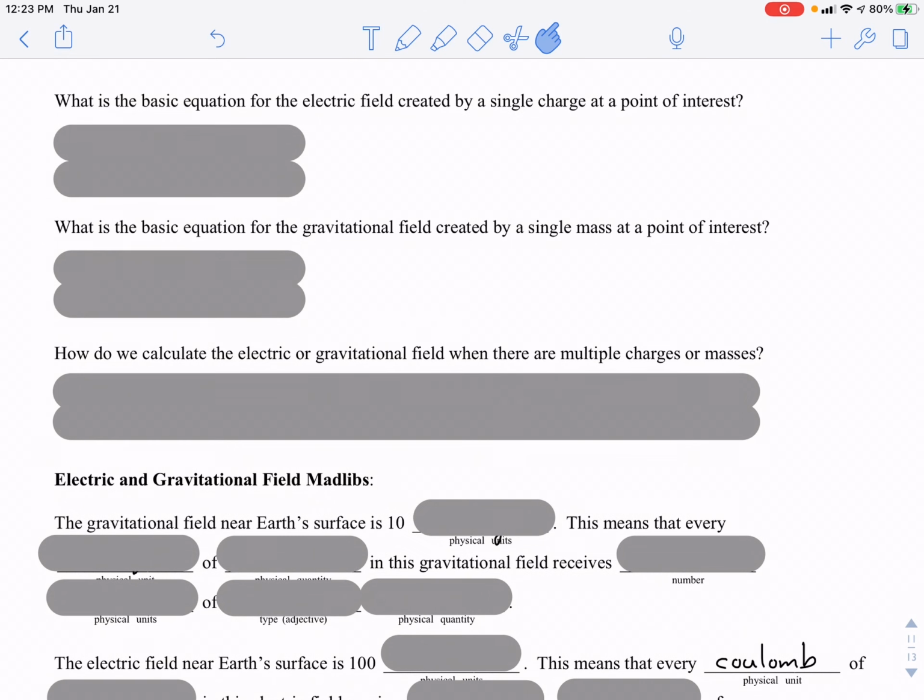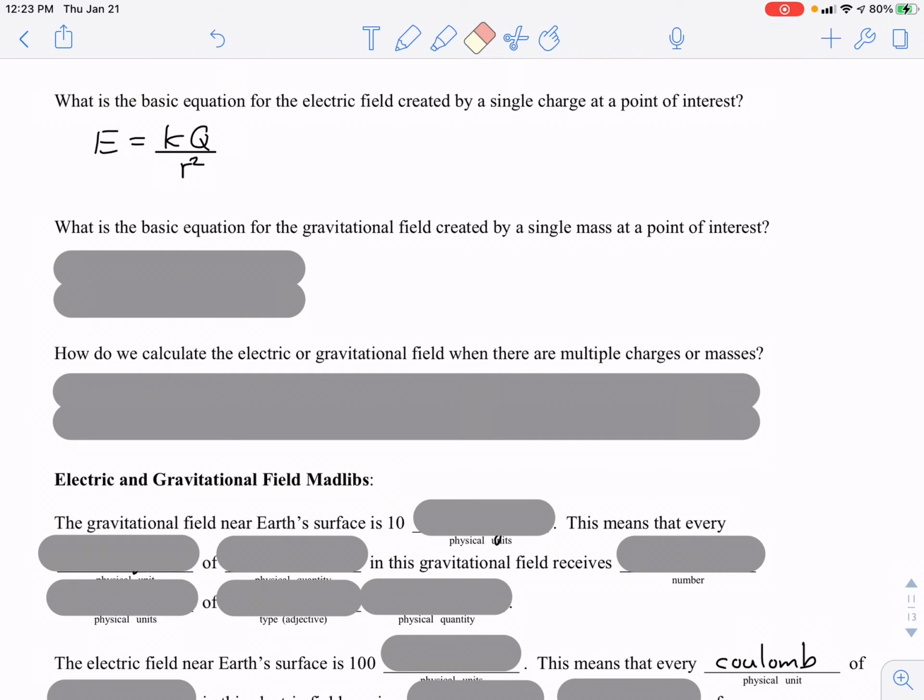The basic equation for electric field is E equals kq over r squared. Now, sometimes a capital Q will be used, sometimes a lowercase q will be used. Generally speaking, lowercase q's are usually used for test charges or small charges, whereas capital Q is usually used for some point charge that has a larger value of charge associated with it. But honestly, we will go back and forth using little q and big Q.